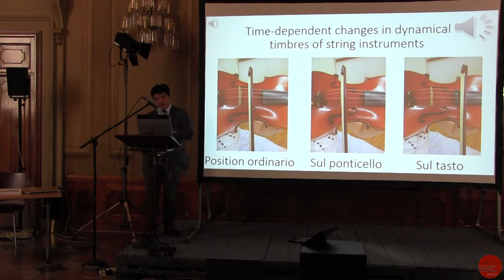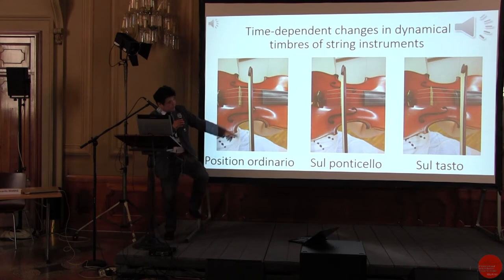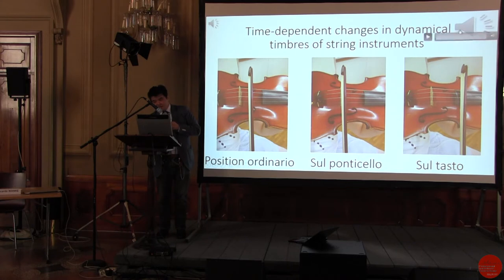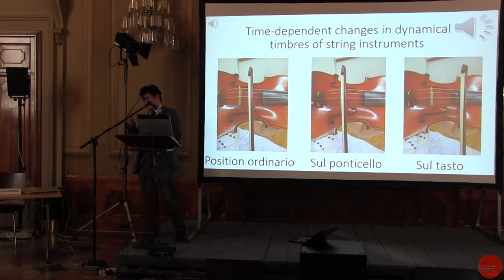Today, I'd like to show a very simple sample of the different timbres of a string instrument: position ordinario, sul ponticello, and sul tasto. I may let you listen. And at the edge, on the bridge. And unstable. This is very important. Also, here is a dynamical instability. It's very important. This is the point.